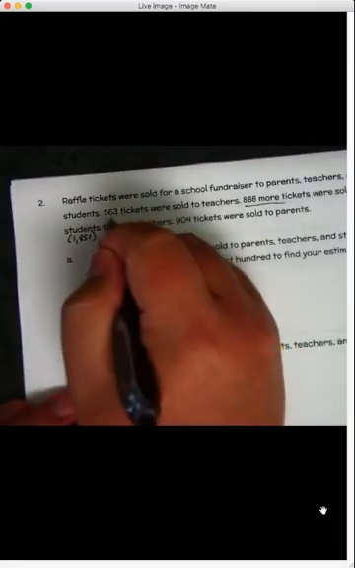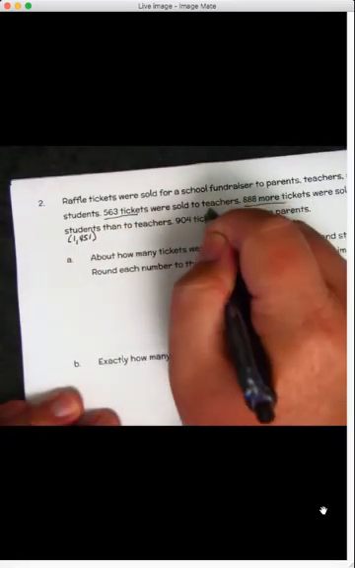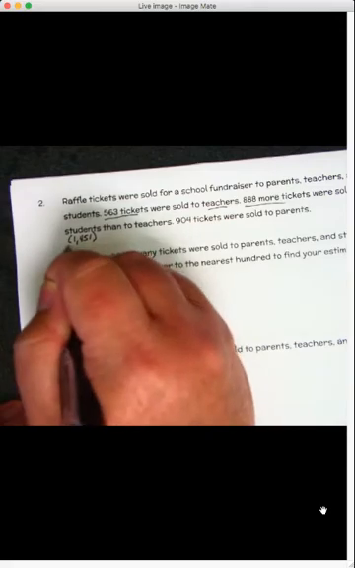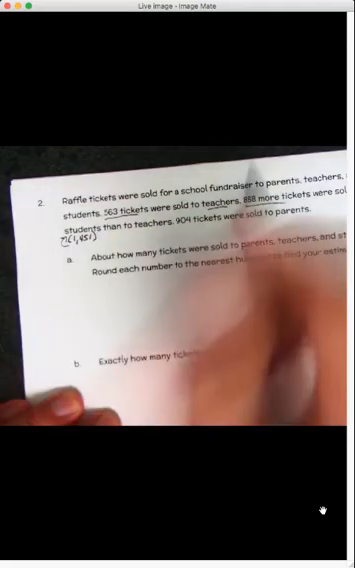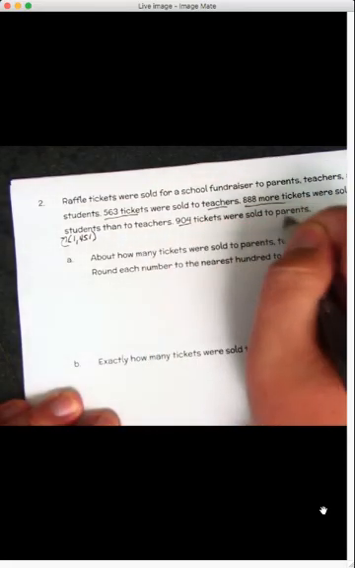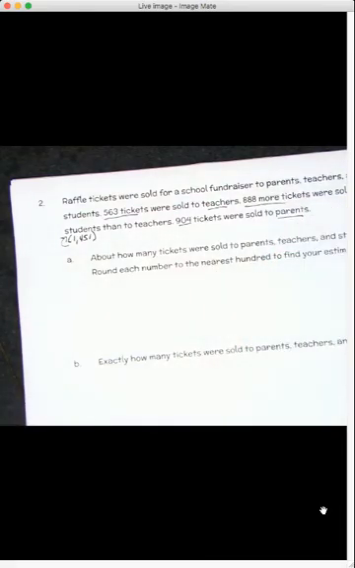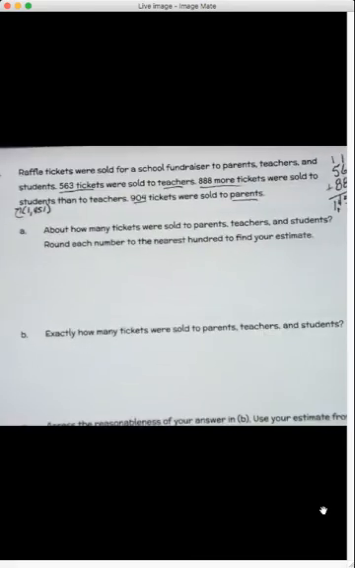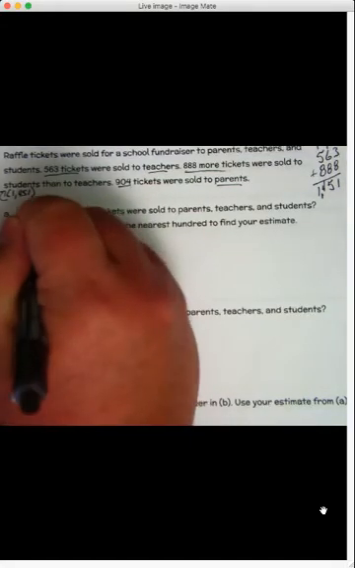So now we know 563 were teachers, 1,451 were students, and 904 sold to parents. Now we know our numbers. So now we're ready for the questions. Part A says about how many tickets were sold to parents, teachers, and students. And the key word we see in this one again is about. Round each number to the nearest 100 to find your estimate. So we're going to estimate by rounding each number.